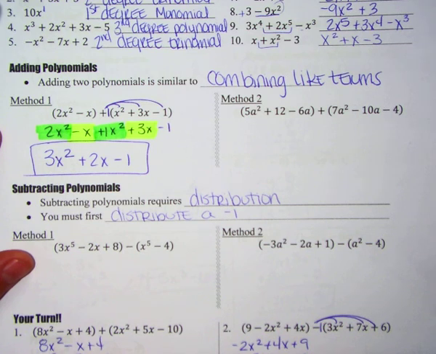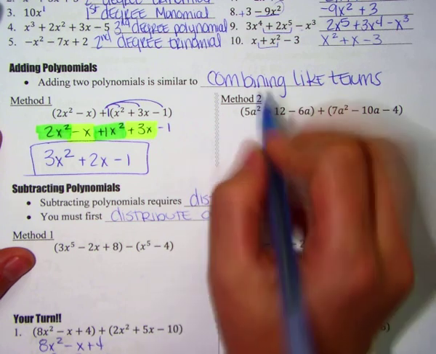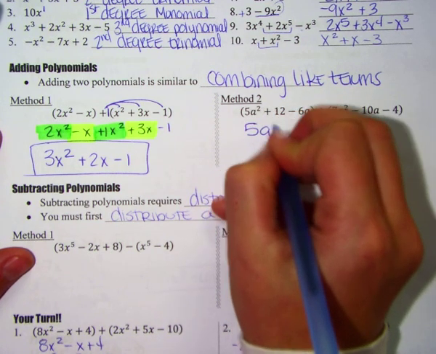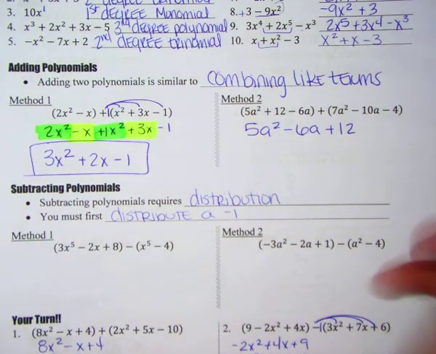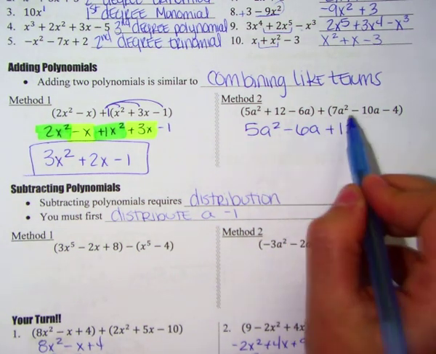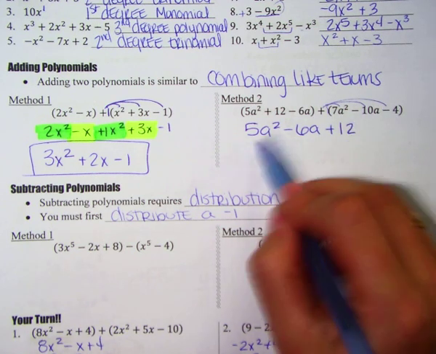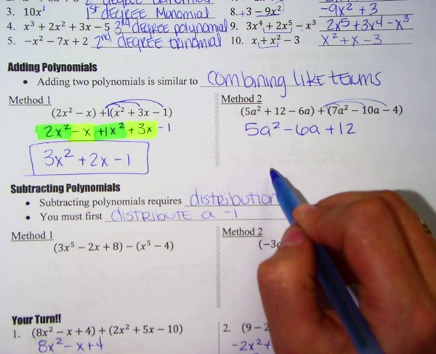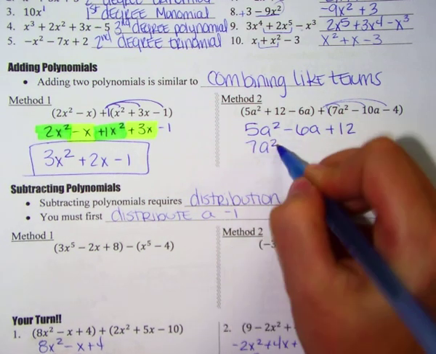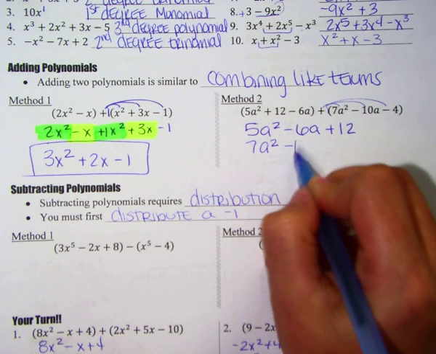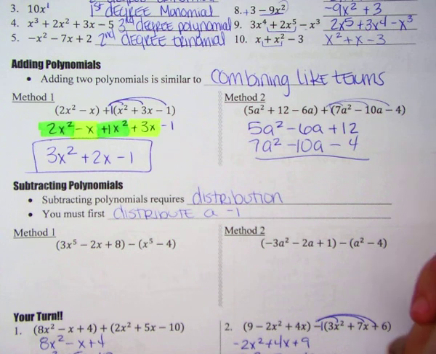Okay. Next one, I'm going to do this a little differently. I'm going to rewrite the first set in standard form. So 5a squared minus 6a plus 12. Then when I rewrite the second part, which I would distribute a positive 1, I'm going to line these up underneath their like terms so that I can add straight down. So 7a squared goes underneath the a squared. Negative 10a goes underneath the a. Negative 4 goes at the end.